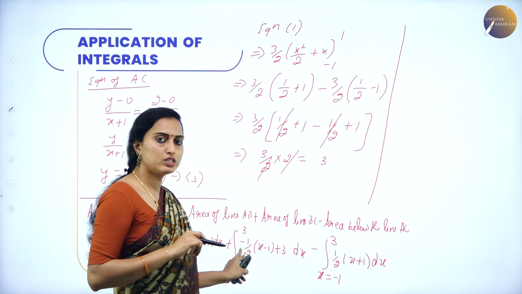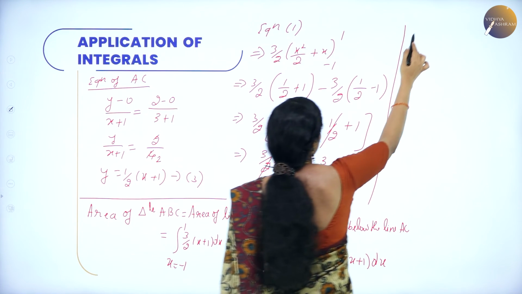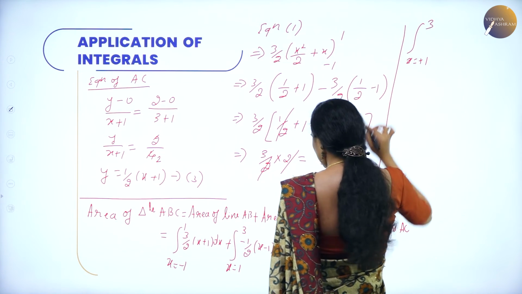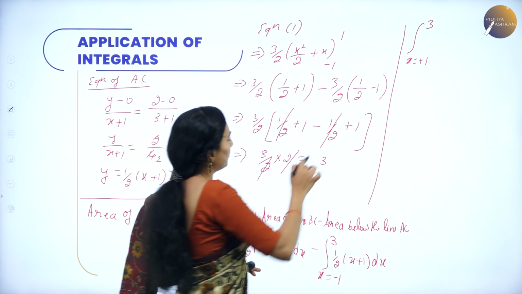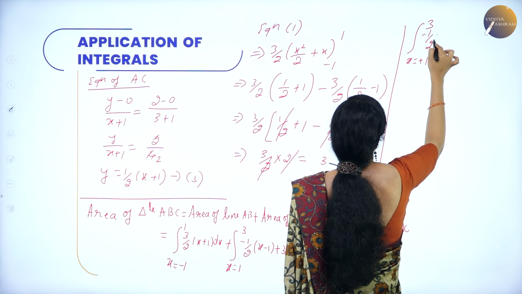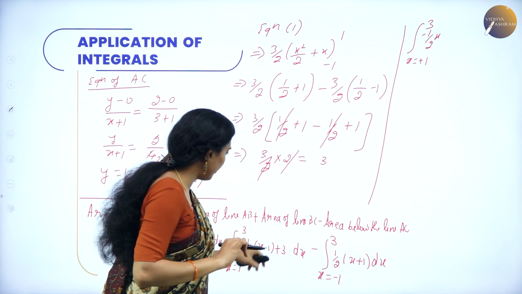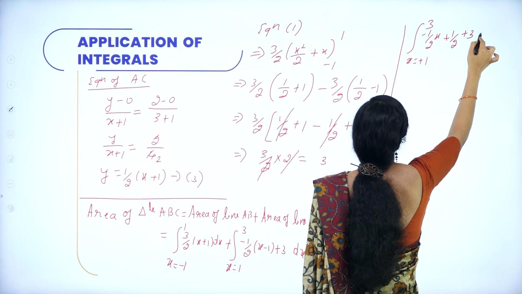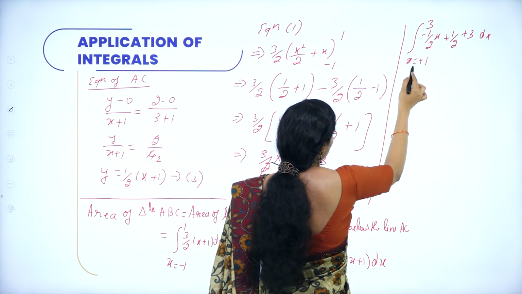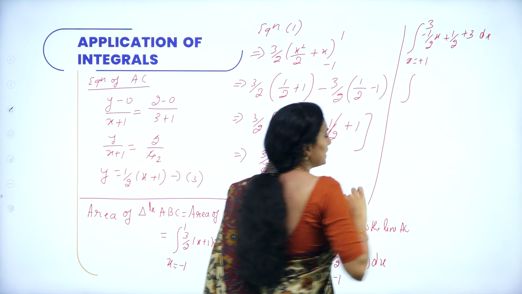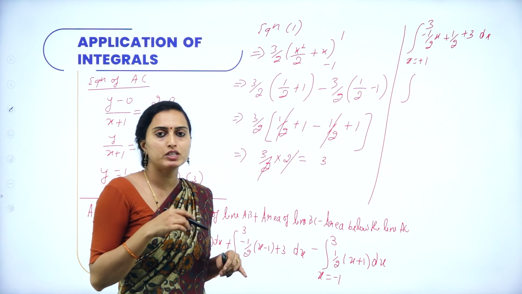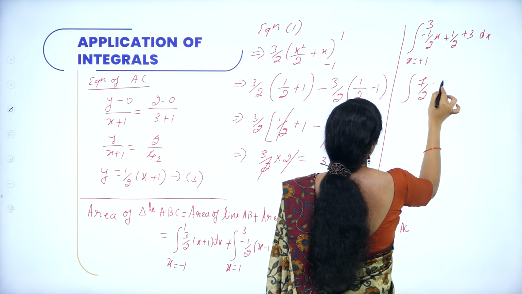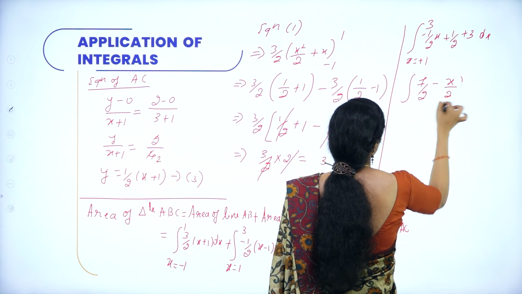Now if you solve this one, let us multiply half inside, where x will be varying from 1 to 3. So see here, minus half into x is minus half x. Again here minus half into minus 1 is plus half, plus 3. Now you can take the LCM as 2. So half plus 3 is nothing but what? 2 3s are 6, 6 plus 1 is 7 by 2. So 7 by 2, first I am writing minus x by 2 into dx.